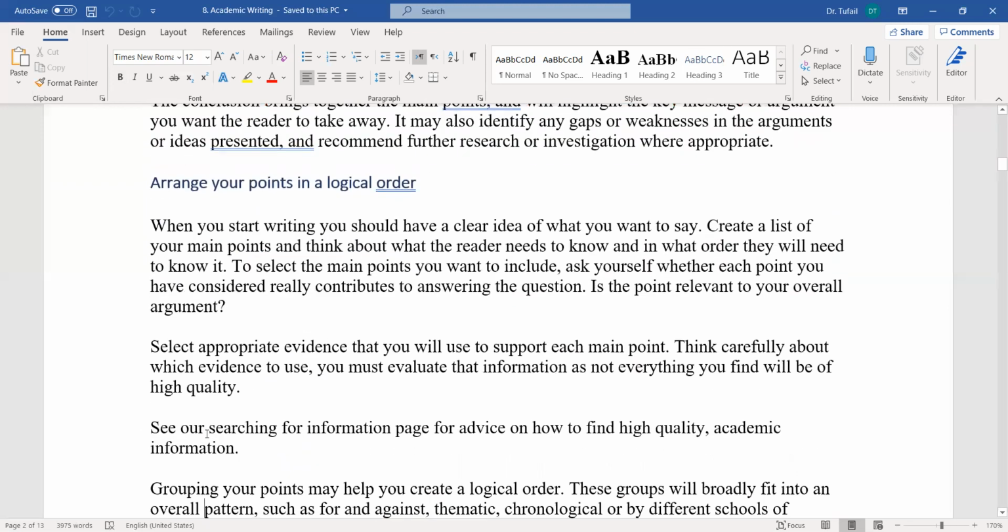Apart from that, they should be arranged in a logical order. When you are writing, your ideas must develop in a logical order, and this order may be from simple to complex, from complex to simple, or from less important to more important. It may be an order of time, an order of place, or an order of priority or importance. So these are the different ways you can order your paragraph.